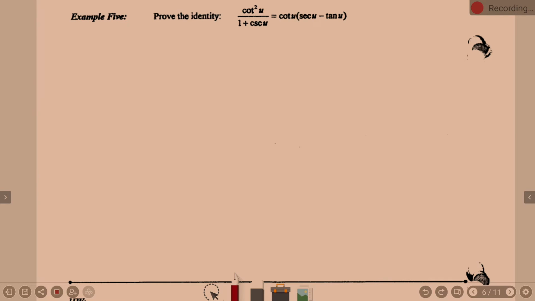Okay. We are starting with cotangent squared u over 1 plus cosecant u. And our goal is to make it cotangent u times secant u minus tangent u.